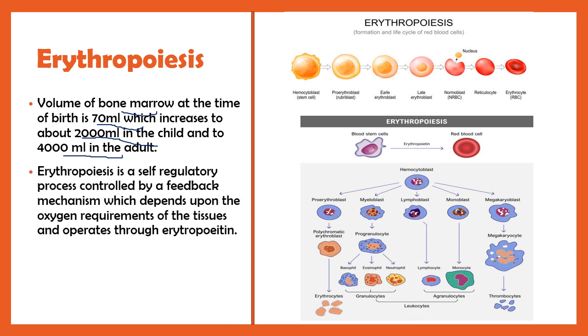If we talk about erythropoiesis, it is a self-regulatory process, right? And it is controlled by a feedback mechanism which depends upon the oxygen requirement of the tissues. So when the tissues require more oxygen, more and more erythropoiesis occurs, and more and more erythropoietin hormone is produced by the kidneys.